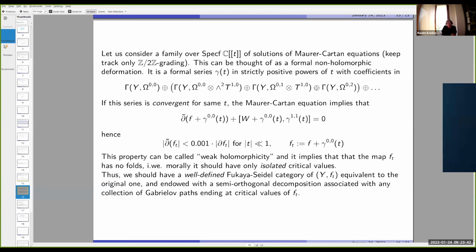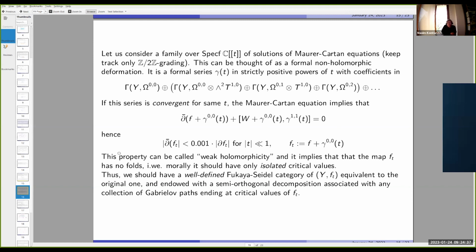And this can be thought of as a formal non-holomorphic deformation. So what is it? It's a formal series in strictly positive powers of t with coefficients in some space, where I keep only the even part of my Lie algebra. So consider 0,0 forms, bivector fields, or the derived differentials, or 0,2 forms, and so on. We get this thing, and it satisfies this Maurer-Cartan equation. Assume it's convergent; even without convergence, the first equation gives you this identity: d-bar of the function plus this small perturbation by the gamma component in 0,0 is again the commutator of the same f plus a Beltrami differential.